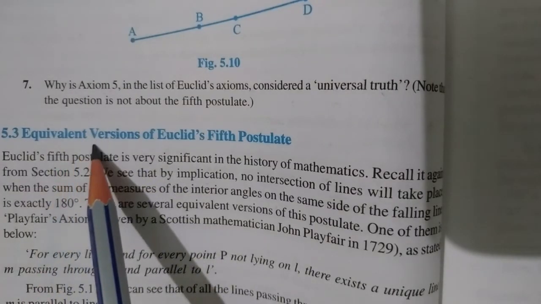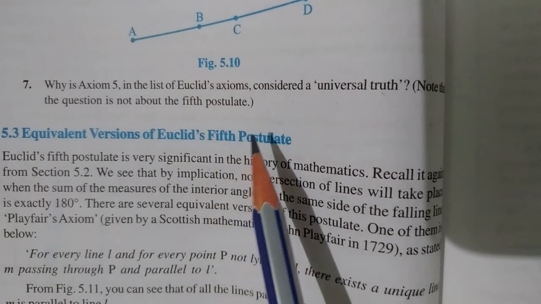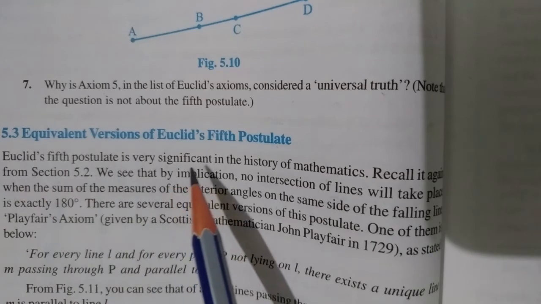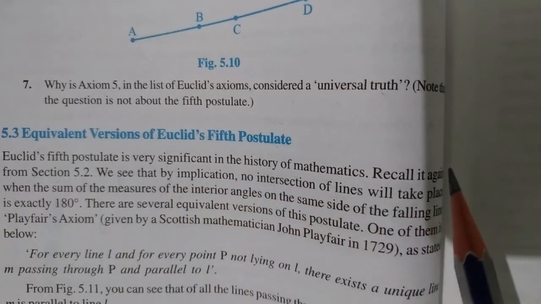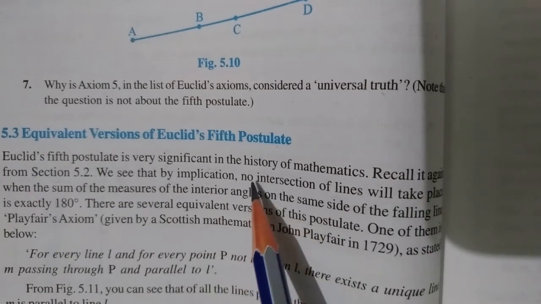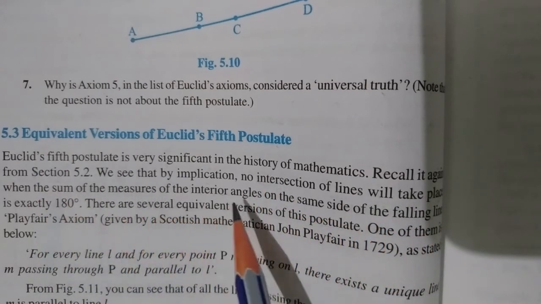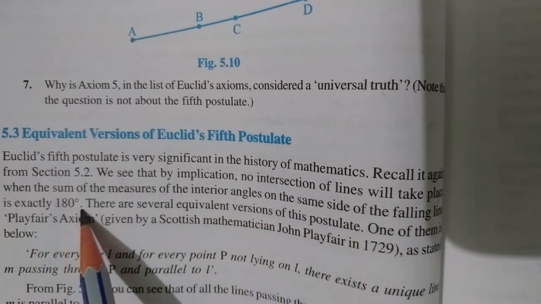Now children, the equivalent version of Euclid's fifth postulate. Children, we discussed that Euclid's fifth postulate is very significant in the history of mathematics. Let us recall it. No intersection of lines will take place when the sum of the measures of the interior angles on the same side of the falling line is exactly 180.